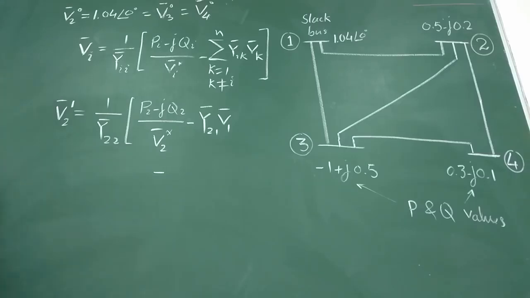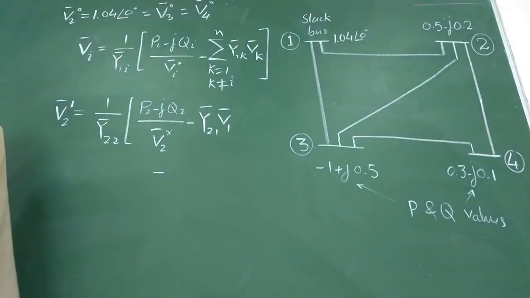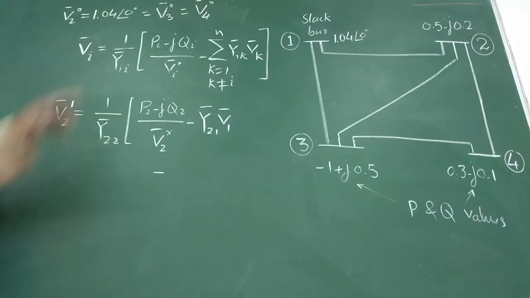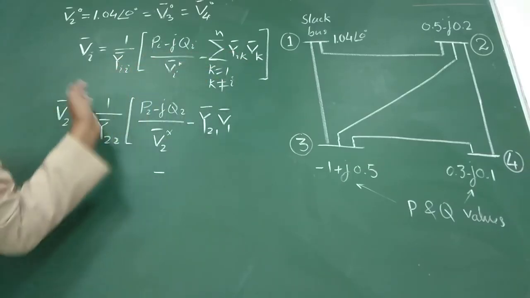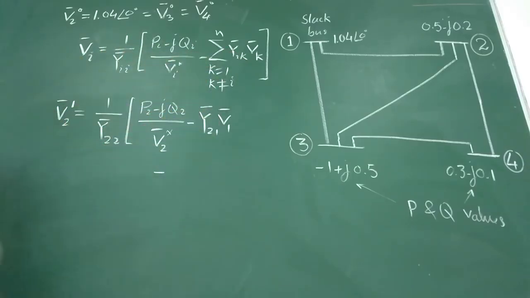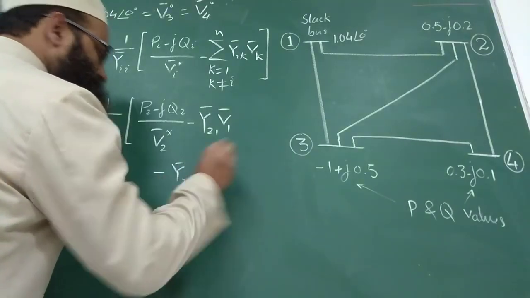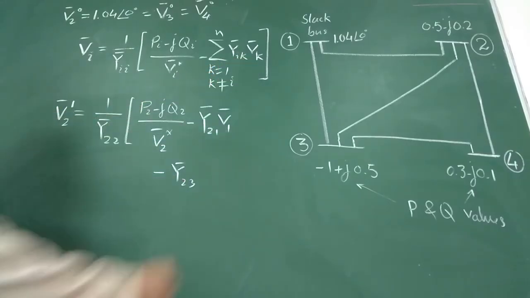So 3. For 3 it will be y 2 3. I is 2 here. We are going to write this. Remember I is 2, so wherever I is there, 2 will be there. So y ik will be y 2 3 for k is equal to 3, is not it? So minus y 2 3 and k is 3, so V3.